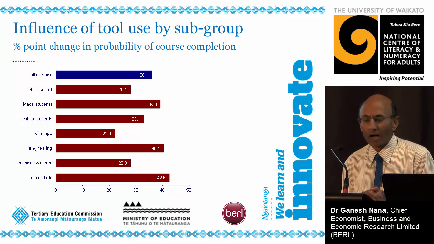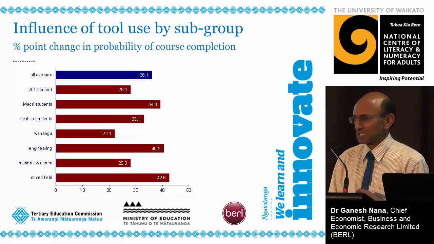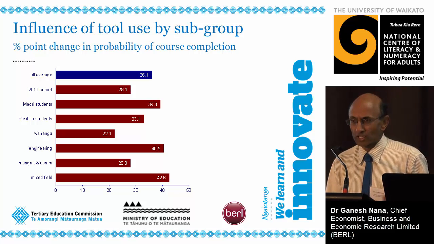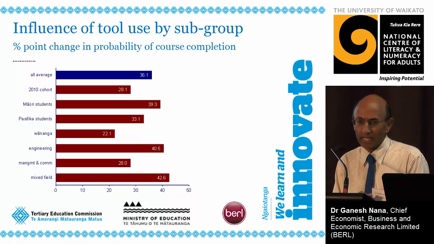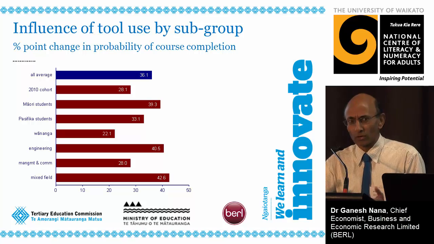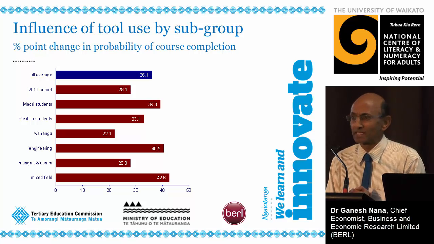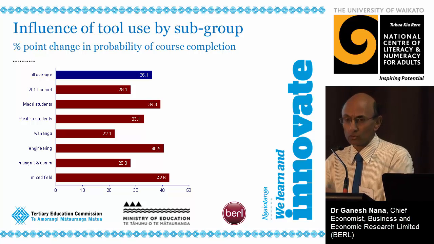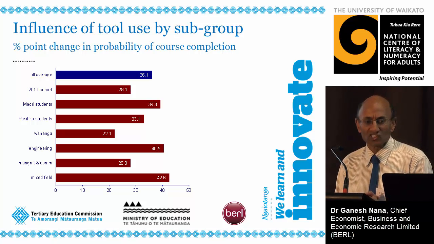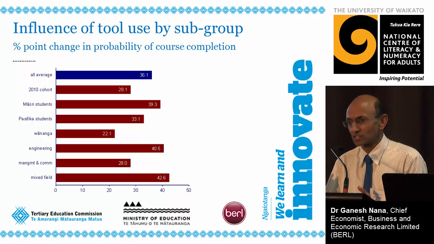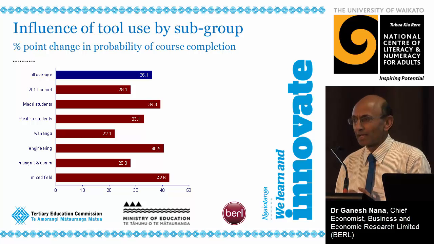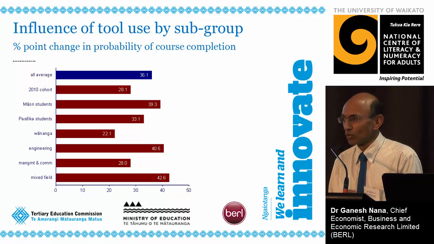For Māori students, it makes a significantly larger difference than the overall average. I'm not an educationalist, so I don't know how to interpret it, but it's a finding that hopefully I'll leave you to think about, whether it makes sense or not, and also how you use that in your future practices. For Pacifica students, slightly less than the overall average, but it still comes up as significant, so I've got to put it on the graph. For Wānanga, noticeably less than the overall average.